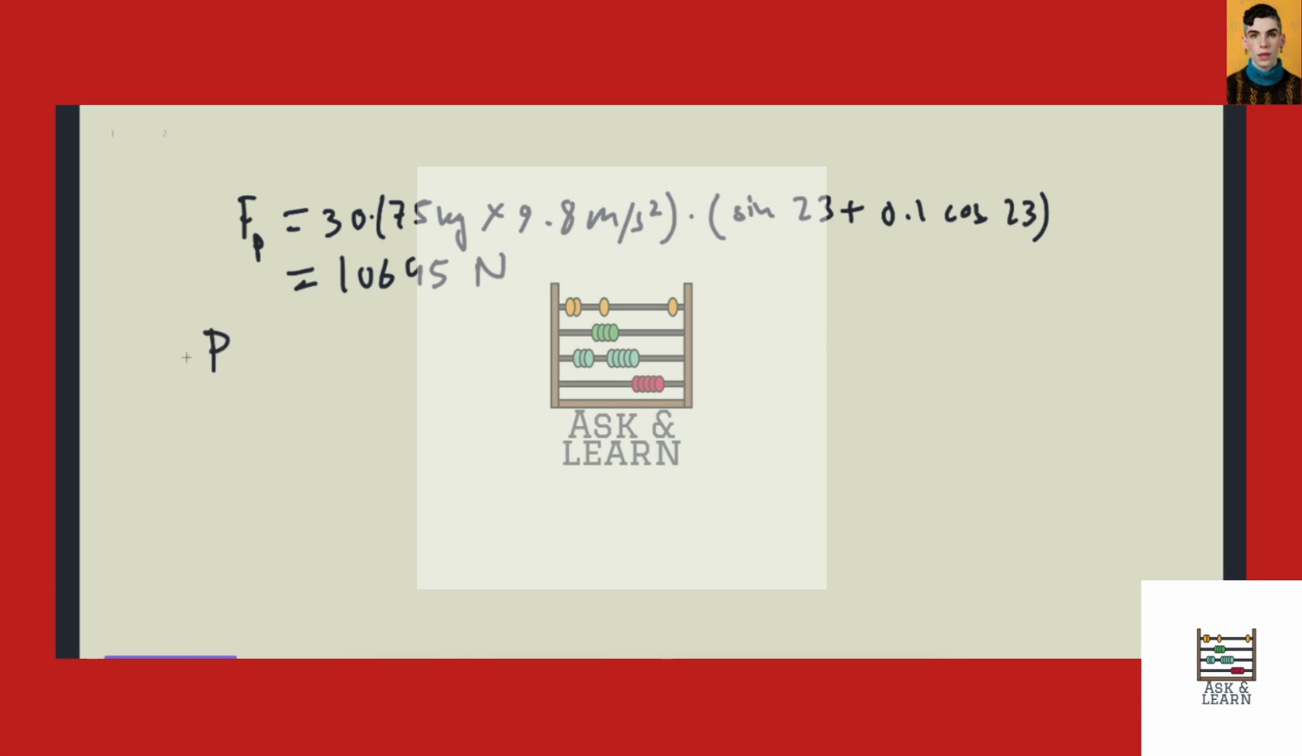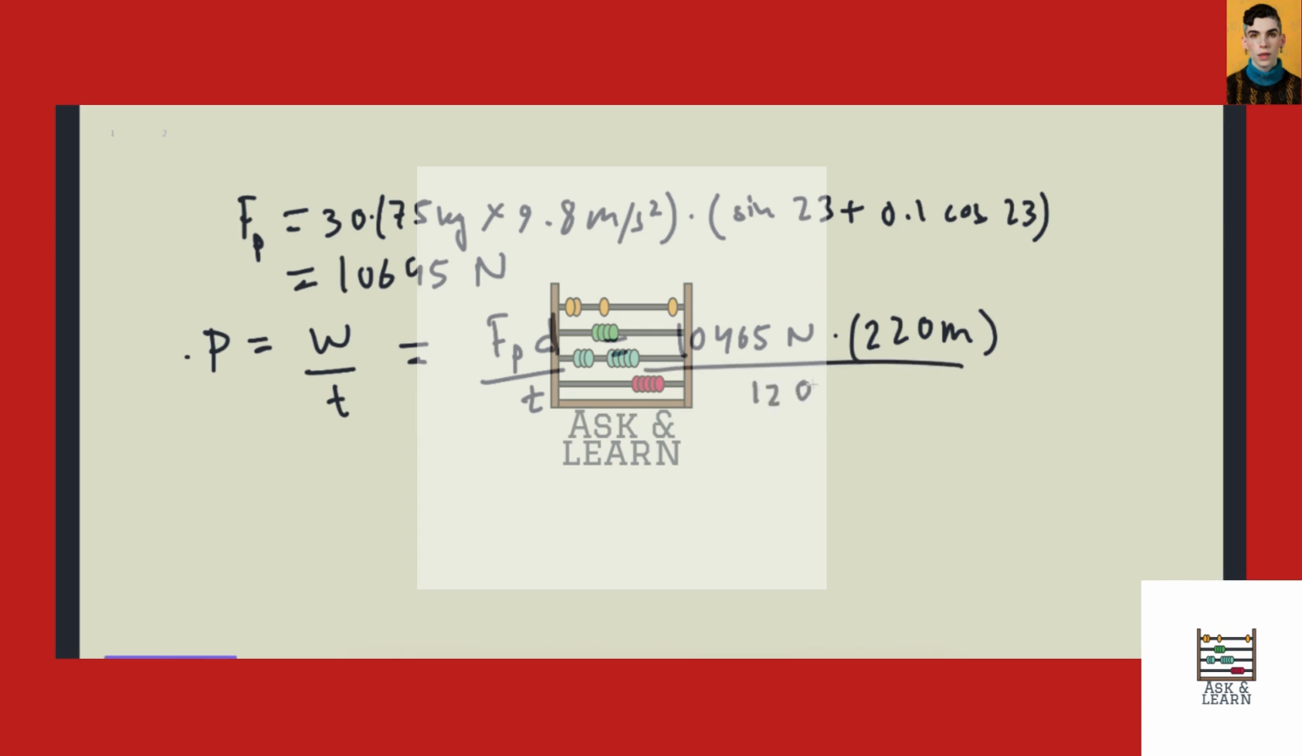Now, average power is work done per unit time. Work done is the force applied along a given distance, and that is divided by time. So the force is 10,645 newtons. The distance it's moved is 220 meters along the hill. You divide that by 2 minutes, which is 120 seconds, giving you an average power of 19,516 watts.